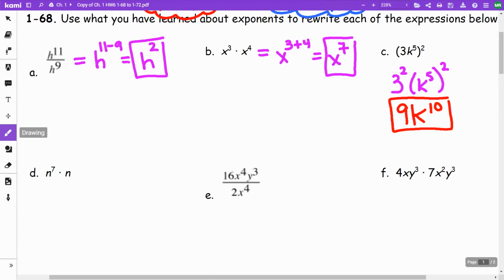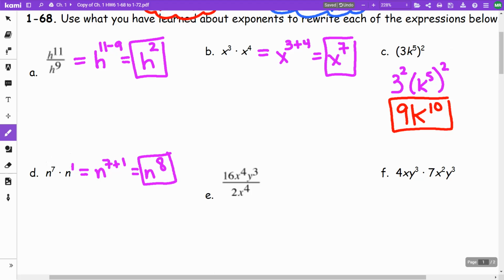On the next set, what I want to remember first off is this n is really n to the first. So this is going to be n to the 7 plus 1, or n to the 8th.